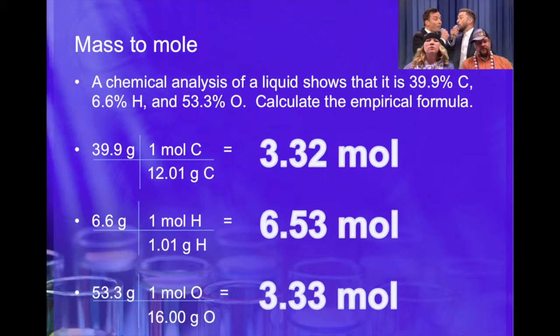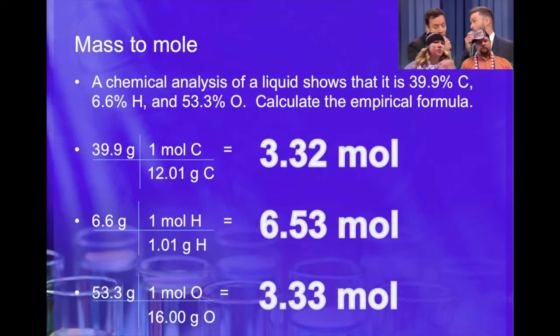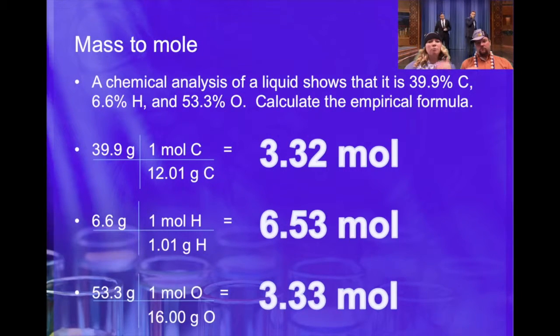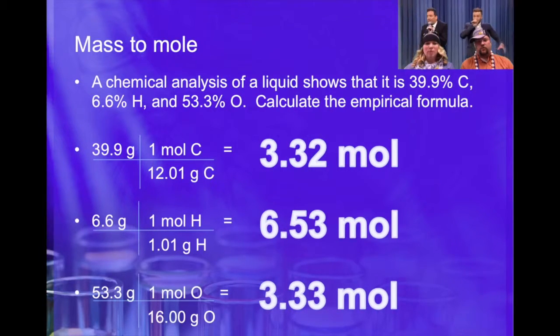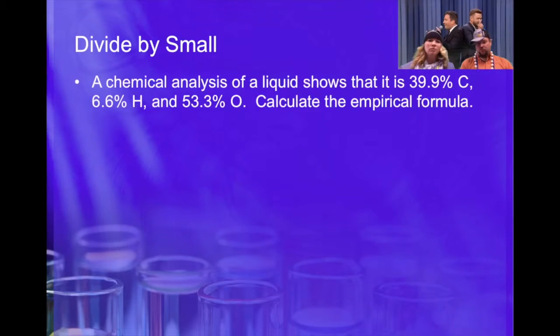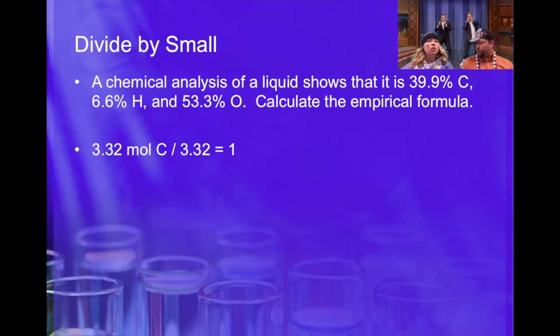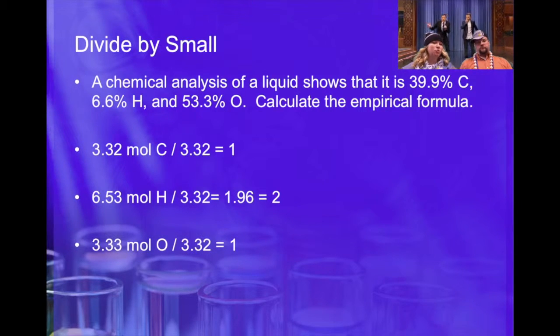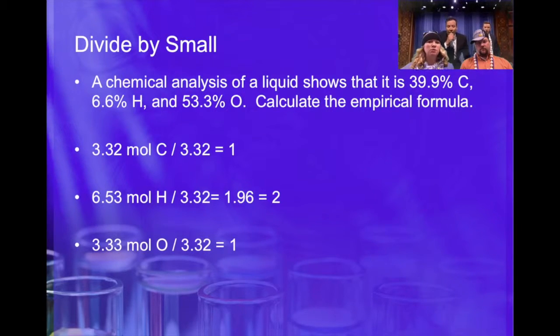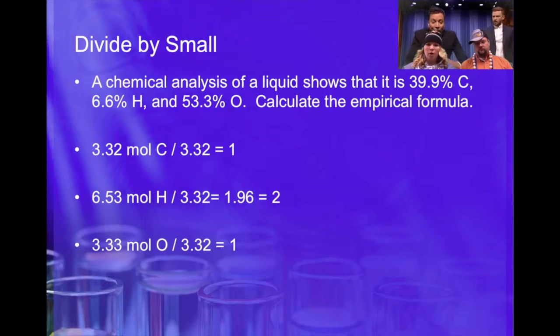Okay, so I went from percent to mass by just changing the percent to grams. And now I'm going from mass to mole, so we can put a little check for that one. Halfway done-ish. And then we can move to divide by small. Small being the smallest number? Right. So when you look at the 3 answers we got, 3.32 was the smallest number. So I divide each one of them by the smallest number, which gives me 1, 2, and 1.